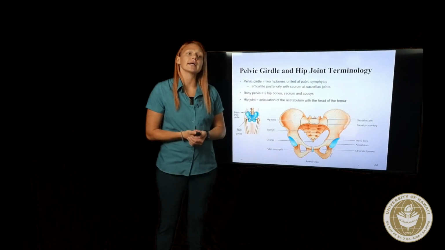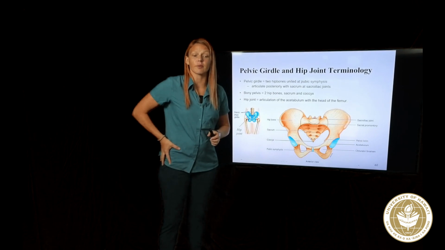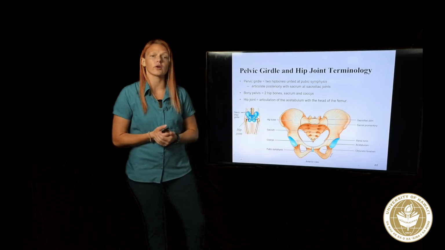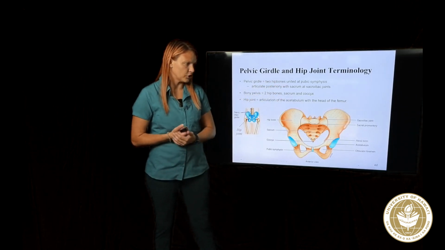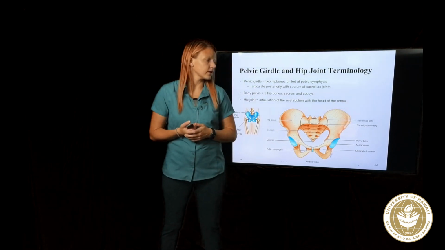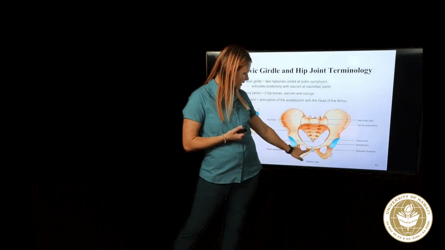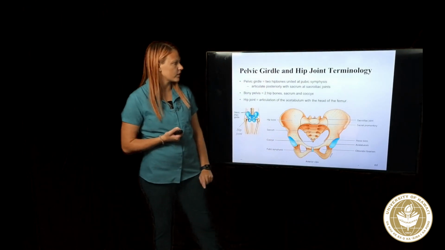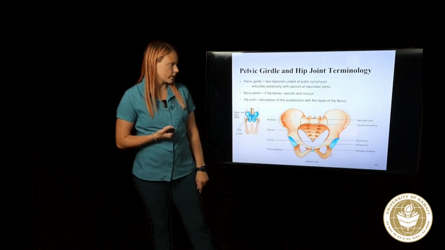So when we look at the pelvic girdle and the hip joint terminology, because obviously that's where we're going to see that articulation of our hip, right? So the pelvic girdle, there are two hip bones that are going to be united at the pubic symphysis. And they're going to articulate posteriorly with the sacrum. So you see the sacrum right here, your pubic symphysis is right down here. So they're going to articulate posteriorly with the sacrum at the sacroiliac joints.